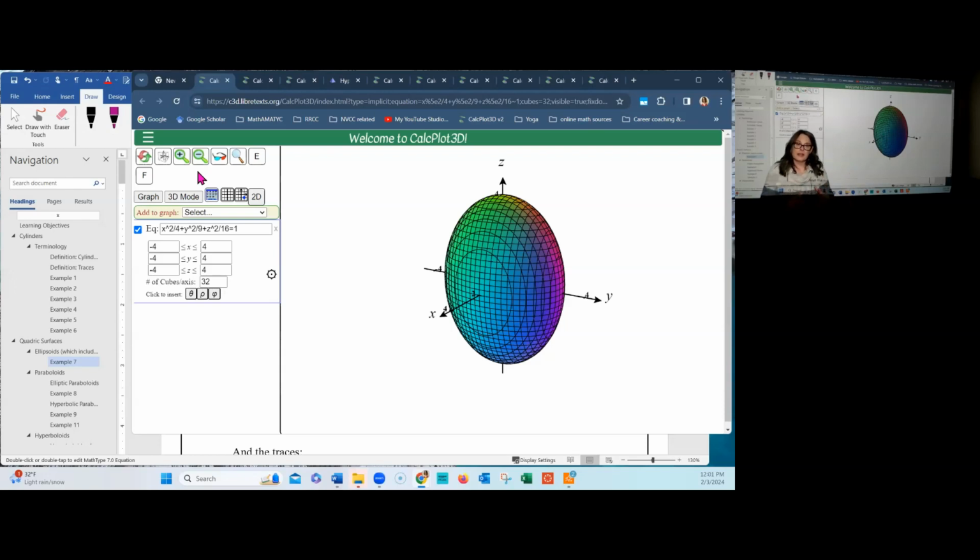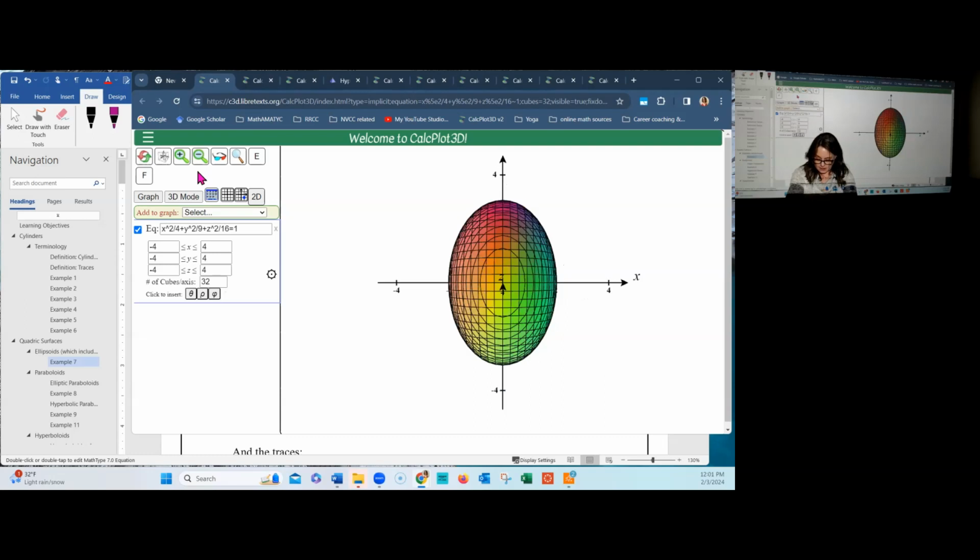Now let's talk about the traces of an ellipsoid. The traces of an ellipsoid are always ellipses. That is not always the case for other quadric surfaces, but it is true for an ellipsoid. So let's take a look at what it would look like in, say, the XY plane. In the XY plane, you can see that I have an ellipse, which is going between, well, it's kind of hard to tell, but it looks like between -3 and 3 and 2 and -2. And this is the XY plane. So you can see this right here.